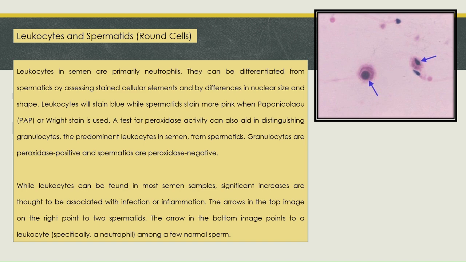The arrows in the top image on the right point to two spermatids. The arrow in the bottom image points to a leukocyte, specifically, a neutrophil, among a few normal sperm.